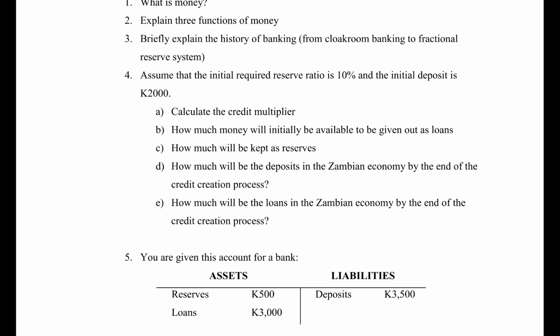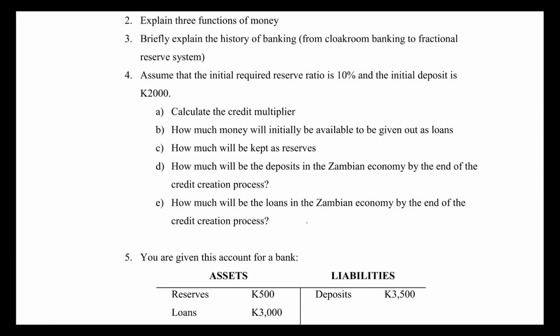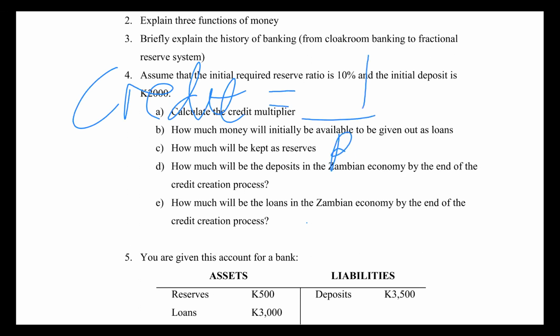Question number 4. Assume the economy has an initial required reserve ratio of 10%, and the initial deposit is 2,000. Find the credit multiplier. The credit multiplier, as we are in money and banking, is 1 over the RR, which is the required reserve ratio. So it's 1 divided by 0.1. 10% is the same as 0.1.